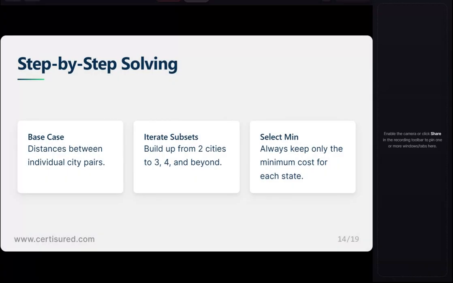Let's walk through the steps. We start with the base case, just the distance between pairs of cities. Then, we iterate through subsets, building up from 2 cities to 3, then 4, and so on. At every step, we only keep the minimum cost for that state. By the time we've checked all subsets, the global shortest path reveals itself.